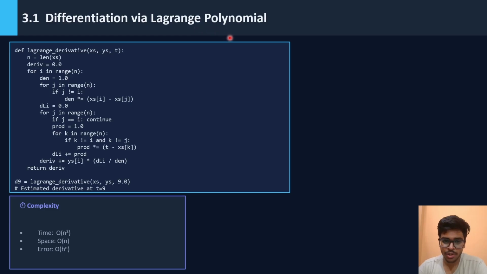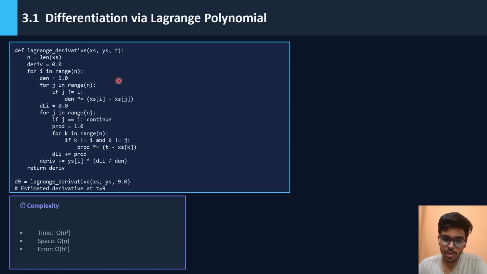Differentiation via Lagrange polynomial. In this method, the derivative is calculated using the Lagrange interpolation polynomial. In the code, first the number of data points is stored in n and the derivative value is initialized to 0. The outer loop runs for each interpolation term. Inside the loop, the denominator of the Lagrange basis polynomial is calculated.